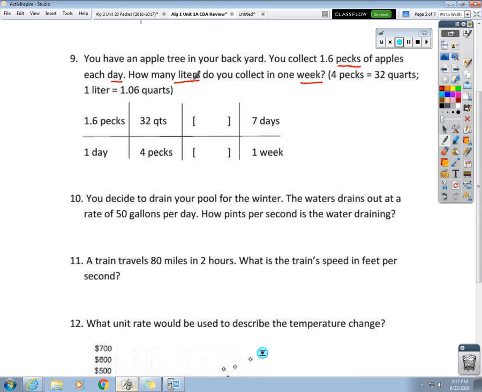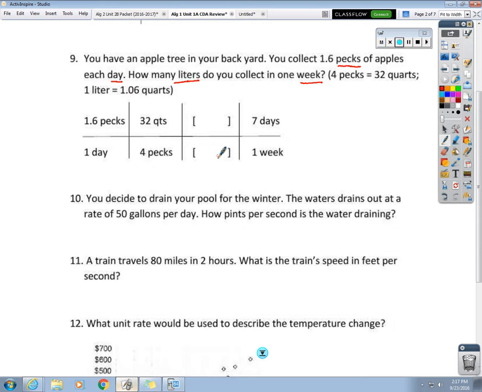from pecks to liters. Well, they give you the information you need for that in the parentheses. And they started off for you. They started off because they know that you collect 1.6 pecks every day. If pecks is up here, pecks has to go down there next. And they told you 4 pecks equals 32 quarts. So that's why they wrote that. But we're not trying to get to quarts. We're trying to get to liters.